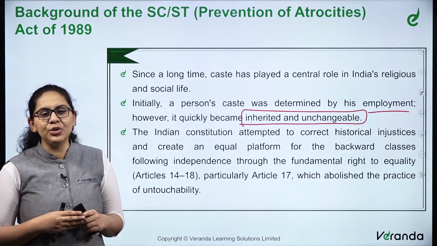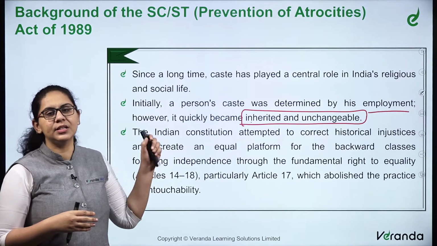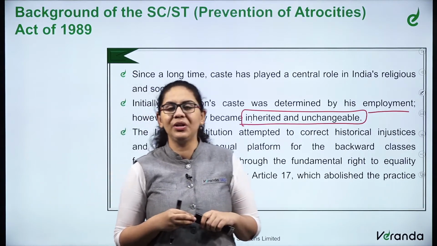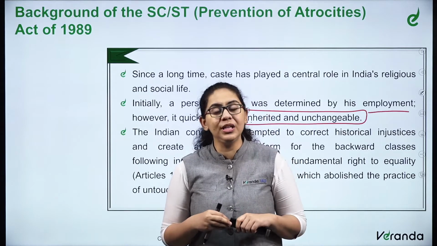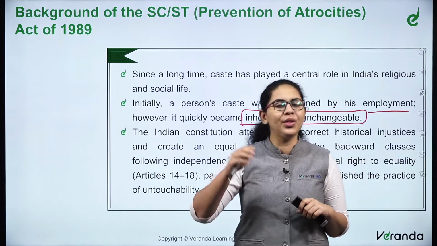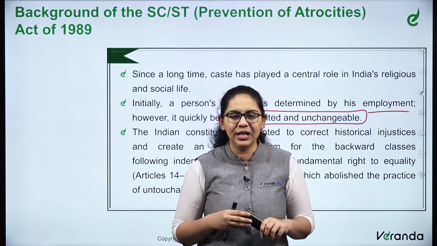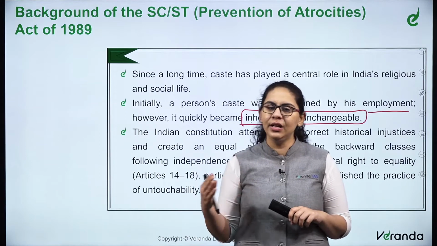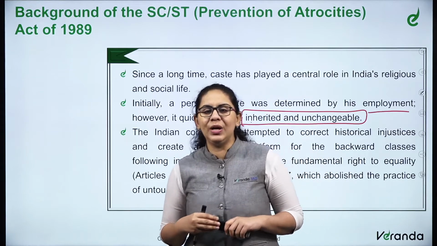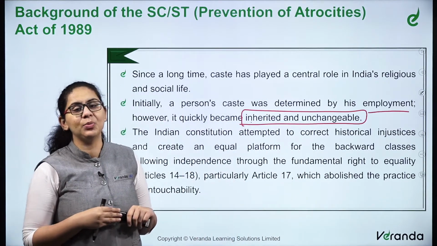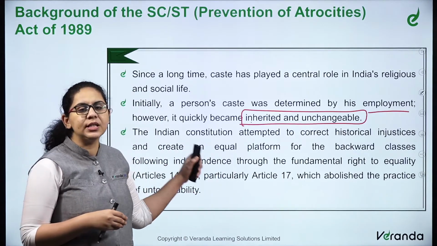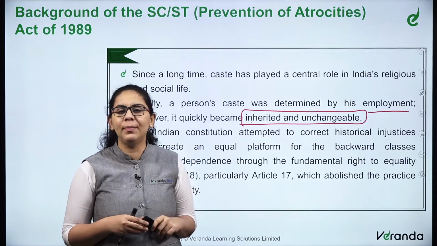Next, the Indian Constitution attempted to correct historical injustices. All these injustices were there. The Indian Constitution, when we got independence, wanted to build an equal society. India was the first nation which gave in one go the right to vote to all the people who were adult, like 21 years of age earlier, 18 years now. So basically, the Indian Constitution attempted to correct whatever were the problems, the loopholes, the discriminations in the history, and create an equal platform for the backward classes.